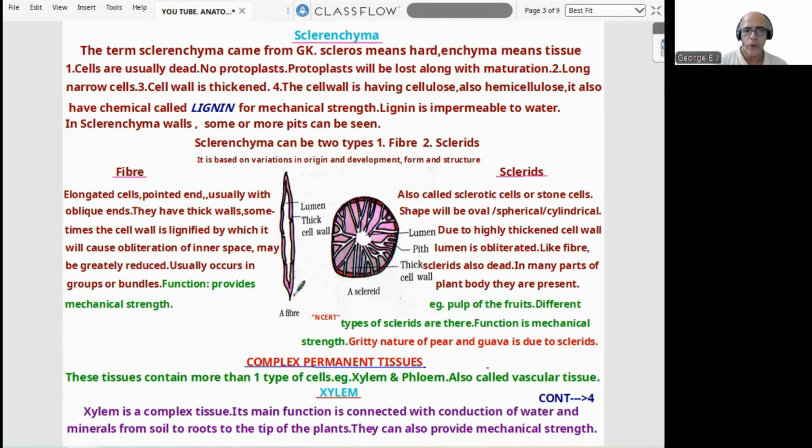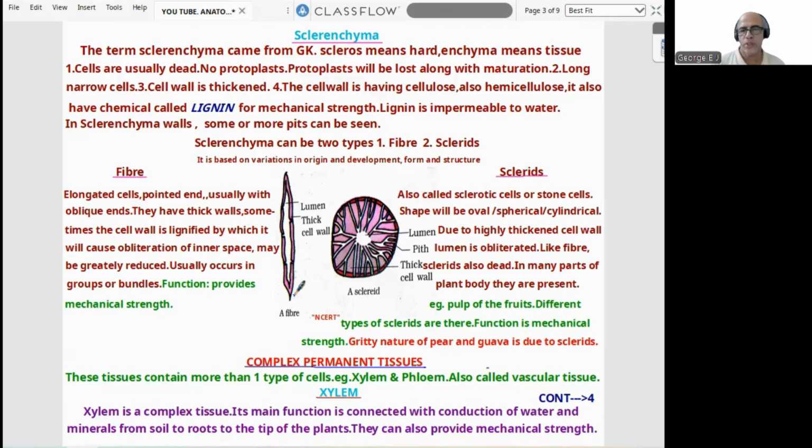They have thick walls. Sometimes the cell wall is lignified, which causes obliteration. Obliteration means reduced lumen, obliteration of the inner space, which may be greatly reduced. Fibers usually occur in groups or bundles. Their function is to provide mechanical strength.